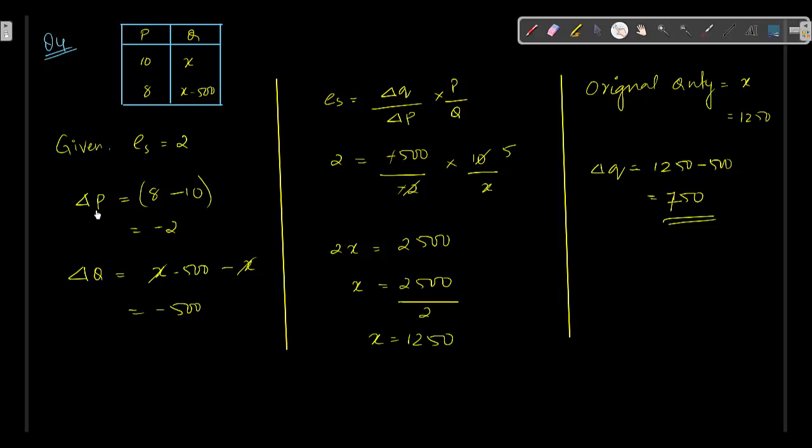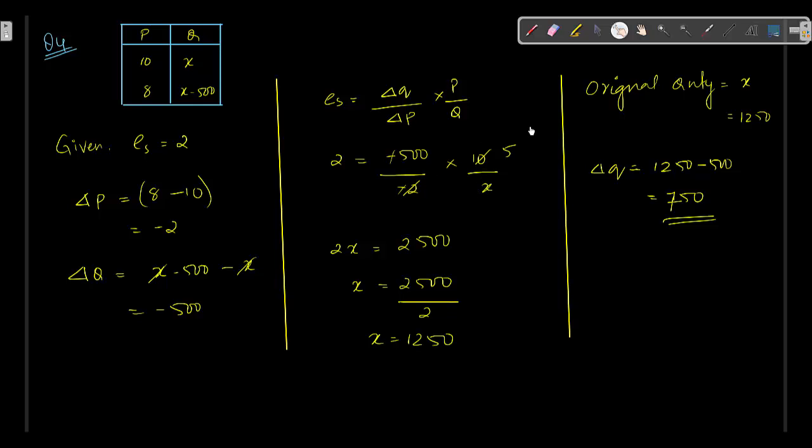Now, that way we can find out the change in price and change in quantity. Change in price, 8 minus 10 is equal to minus 2. Quantity supplied, X minus 500 minus X. So you can take this as plus X, this is minus X, so just cut it. We got minus 500 here. So let's put all the values in the formula. ES is equal to delta Q by delta P into P by Q. So delta Q is minus 500, delta P is minus 2 into 10 by X.